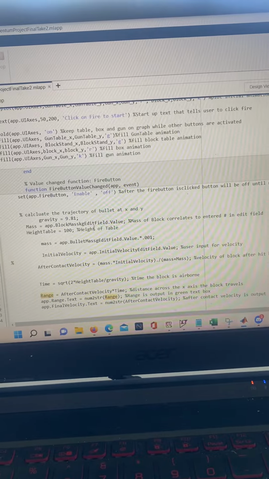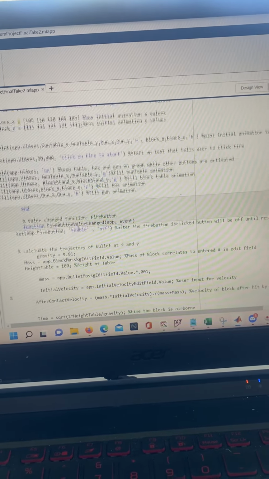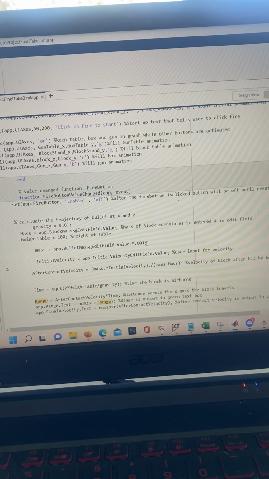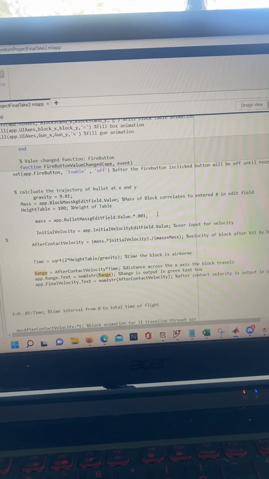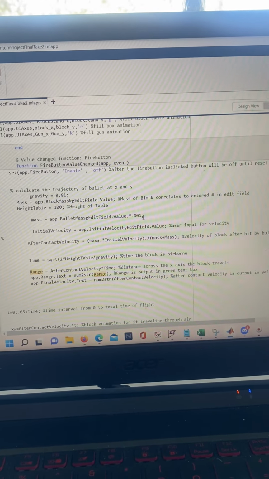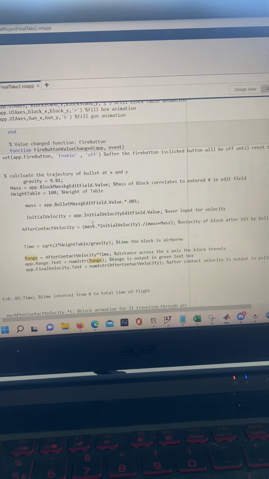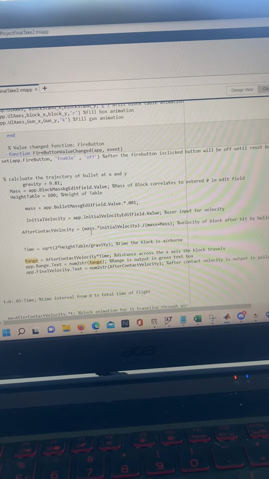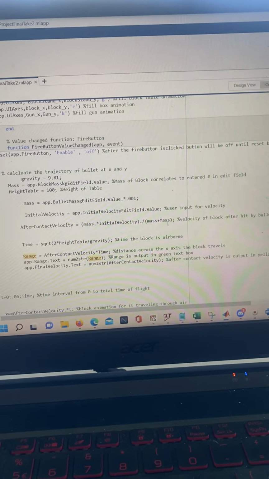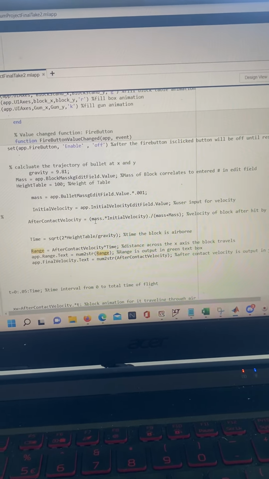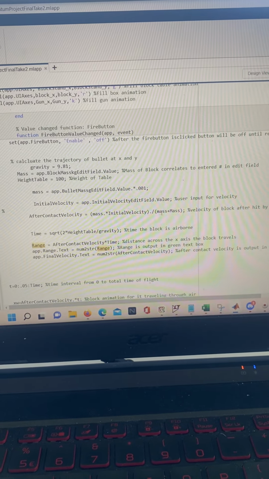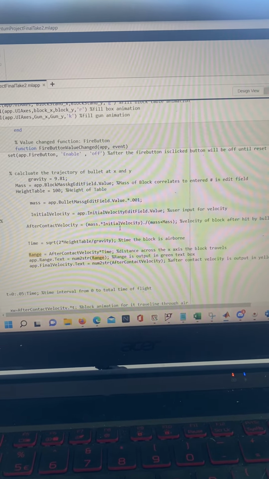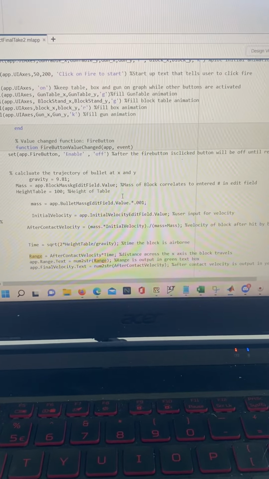And my equations: the mass of the bullet right here. We had to put it in grams, so I multiplied it by 0.001. Initial velocity, this is entered by the user. And then we have the after contact velocity, which is the momentum equation. So V final, which is mass times initial velocity divided by mass plus mass. And yeah, that is my project. Thank you very much.